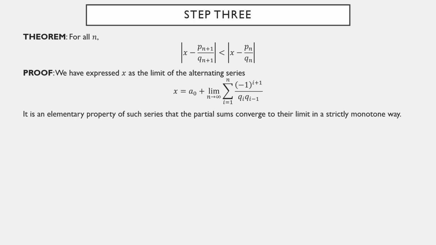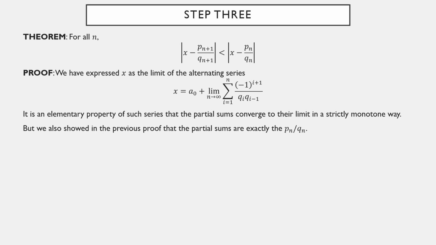And it's an elementary property of such series that the partial sums converge to their limit in a strictly monotone way. Essentially, you are adding and subtracting alternatingly, due to this power of -1, bits that are getting strictly smaller. Way in the past we established that the q's are strictly increasing. So starting from an initial value of a_0, you are adding and subtracting smaller and smaller pieces. So those are getting closer and closer to the eventual limit x.